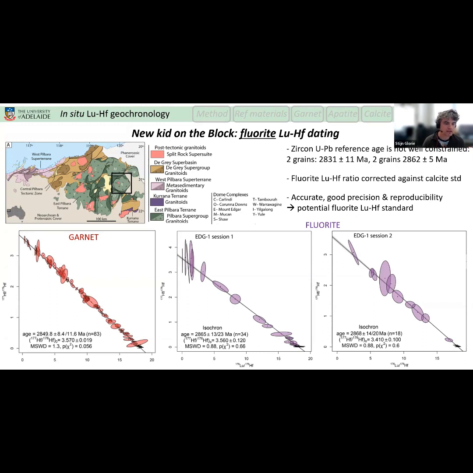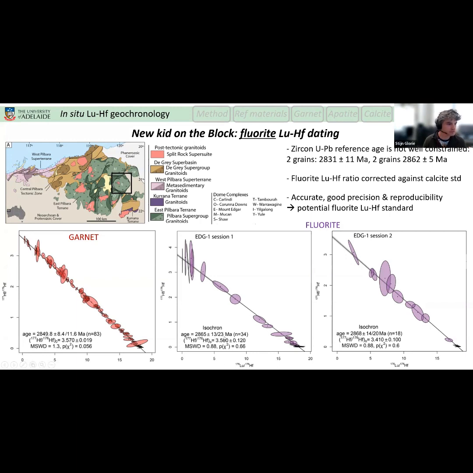So we're in the Pilbara here, and we took a rock from the Split Rock Supersuite. It's a monzogranite that had both garnet and fluorite inside it. As you can see here, we dated the garnet, gave a lovely age, beautiful isochron, 2.8 plus or minus 11 million years. So very nice, precise isochron for the garnet, which fits very well with what we know for the rock as well. And then the fluorites again gave the same age with uncertainty. So 2.86 plus or minus 23 million years, and again, plus or minus 20 million years.